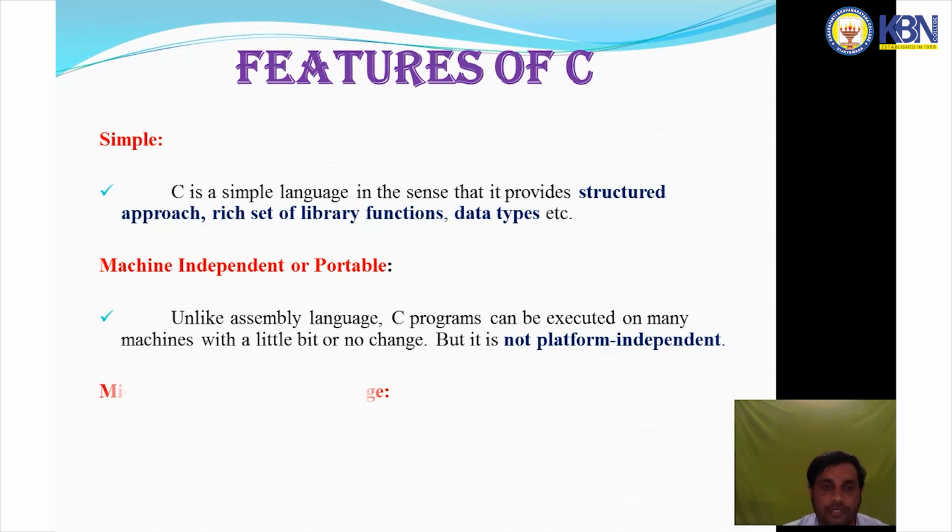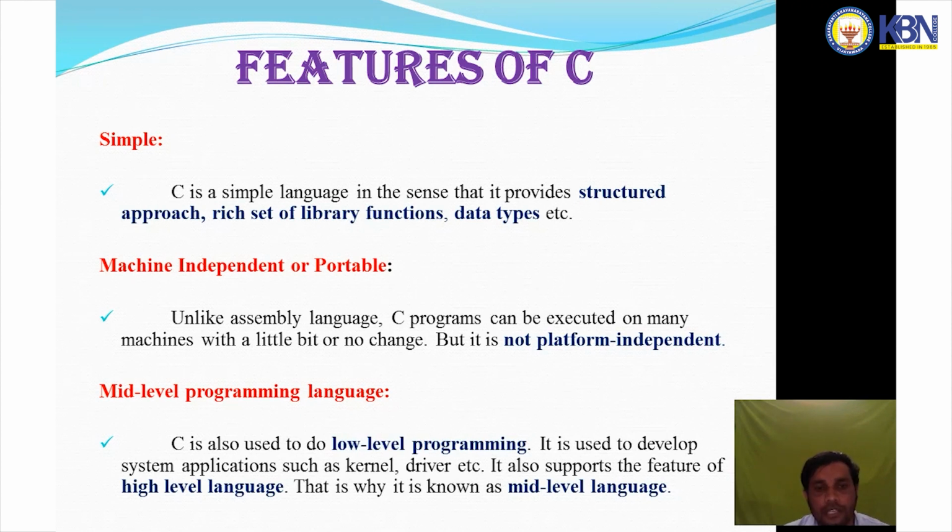The next one is middle-level programming language. In the previous slide, C was described as a middle-level programming language because, first, C is also used for low-level programming, and it is used to develop system applications such as kernels and drivers. After that, these features can be developed with a high-level language. So that's why it is a middle-level language.